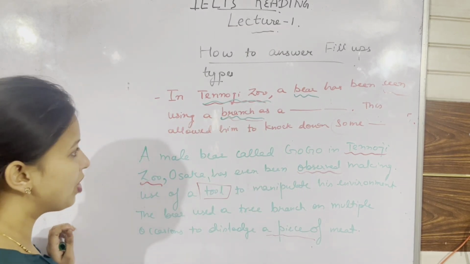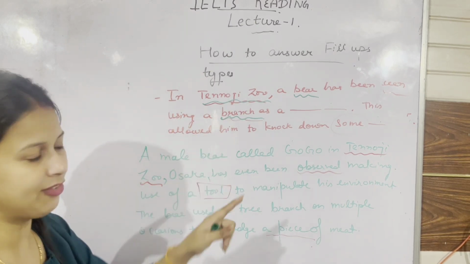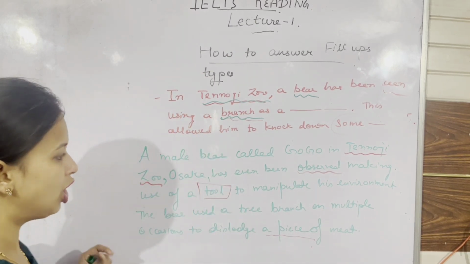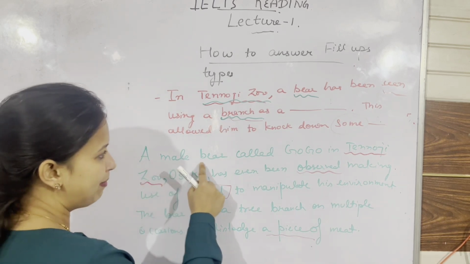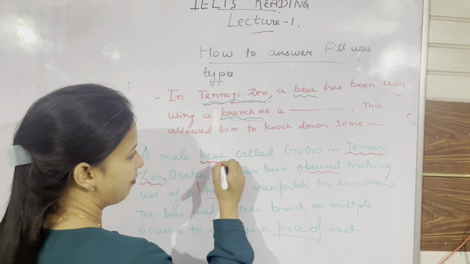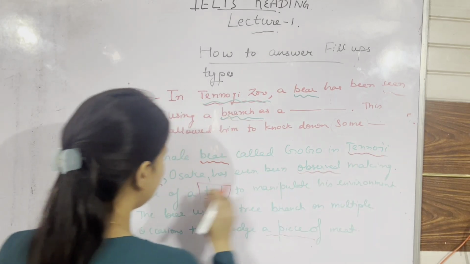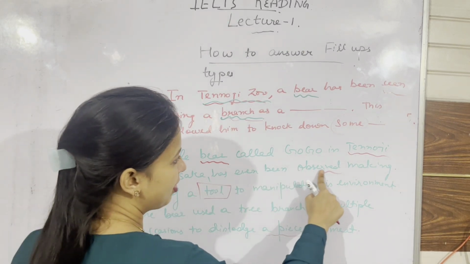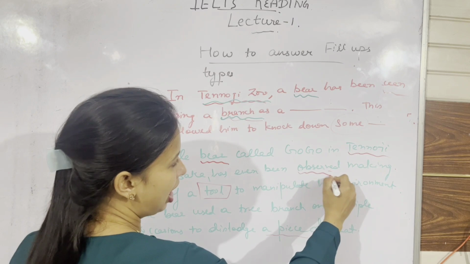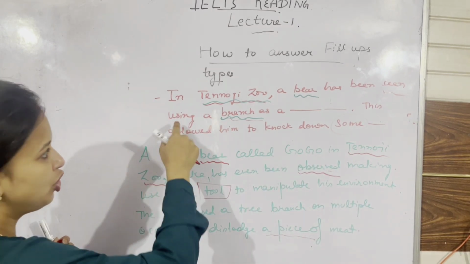After a, I know that what I will be using? Noun. Okay. So when I locate these keywords in the paragraph, what will I see? I will see this line: a male bear, I found the word bear. Called Gogo in Tennoji Zoo, so I found Tennoji Zoo also. Has even been observed. What is the synonym of seen? Observed.